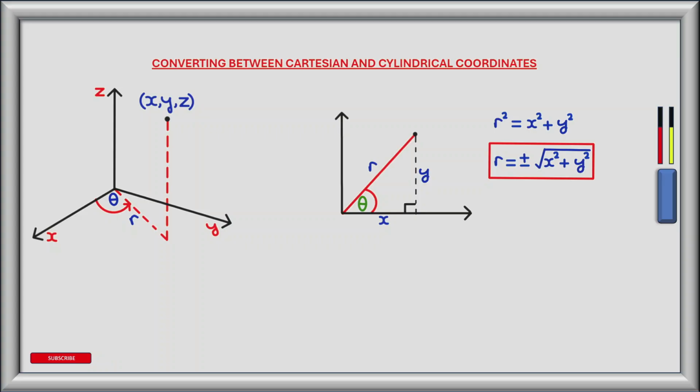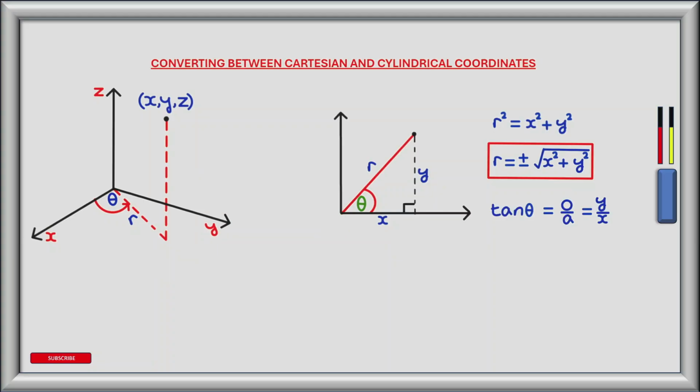Note here we have a positive and negative r value. The negative r value indicates a radial distance in the opposite direction to the positive r value. So if the positive r value is shown by the red line, the green line indicates its negative value. For the purpose of this tutorial, we'll be using the positive r value.